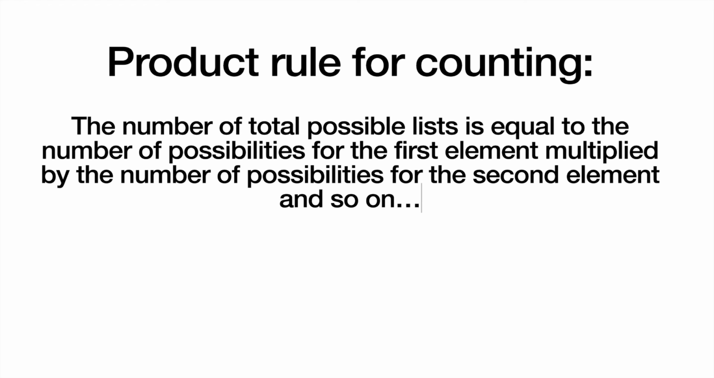These examples should aid towards making the following rule quite intuitive, and that is the product rule for counting, which states the number of total possible lists is equal to the number of possibilities for the first element multiplied by the number of possibilities for the second element, and so on. Let's see the product rule in action.